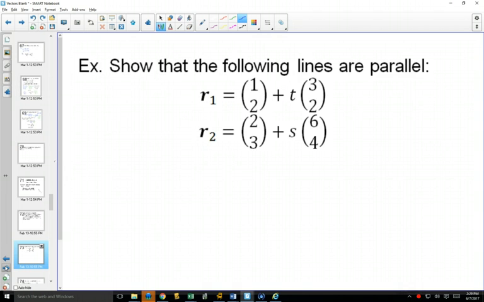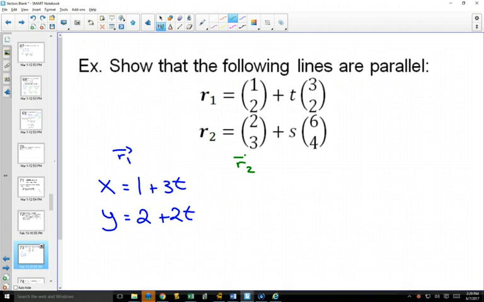So here is an example to see what that looks like. We've got two vector equations of lines. If we look at the parametric equations for R1, we would have our x coordinates are 1 plus 3t, and our y coordinates are 2 plus 2t. For R2, our x coordinates are 2 plus 6s, and our y coordinates are 3 plus 4s.